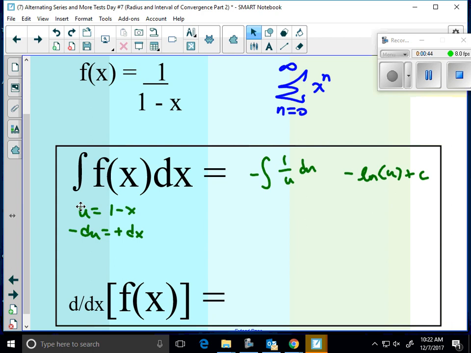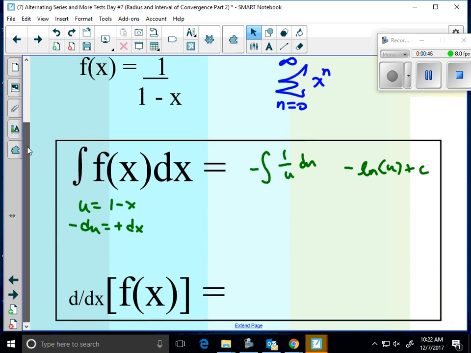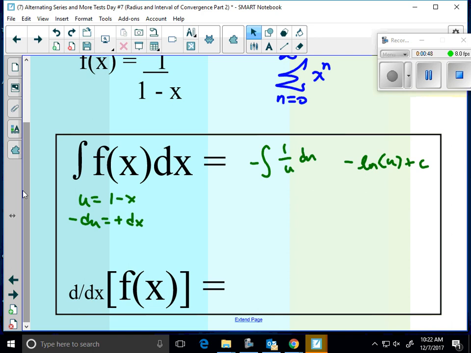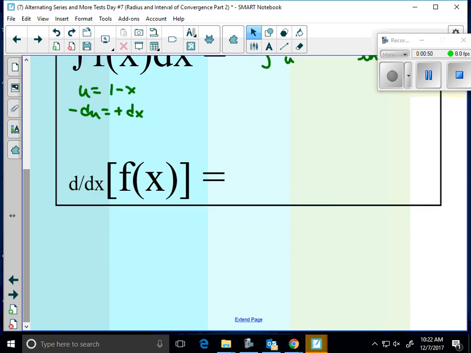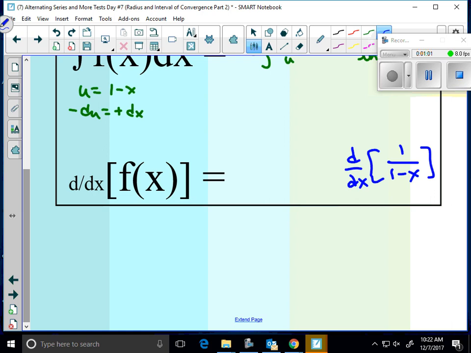Okay. For the kids on the web, this is day 7. We're going to talk a little bit about power series and integration and differentiation. What's the derivative of d/dx of 1 over 1 minus x? Who's got an answer? You got one? What do you got?